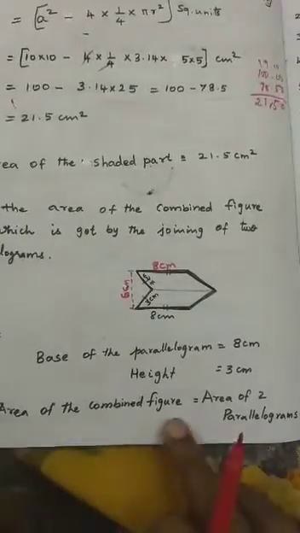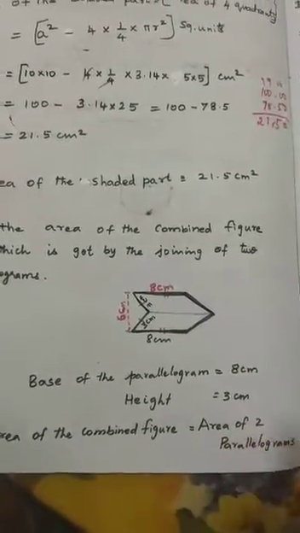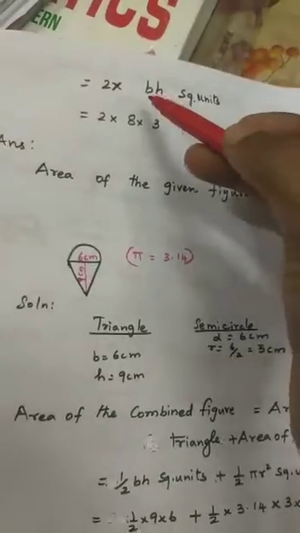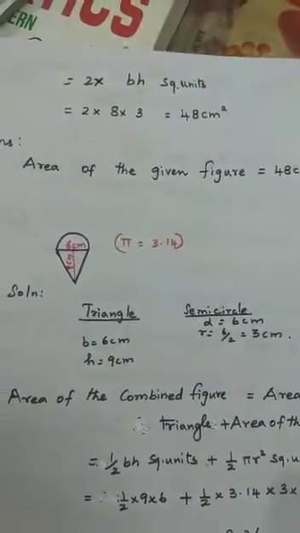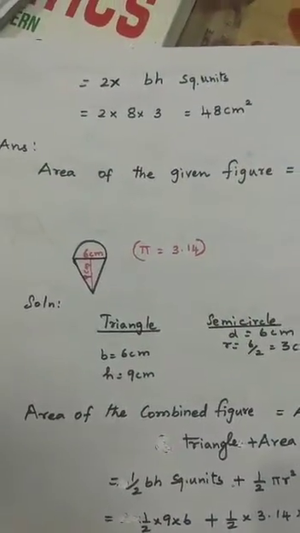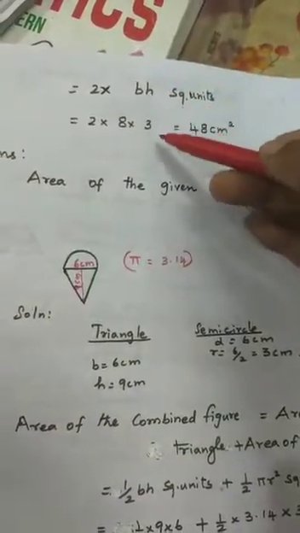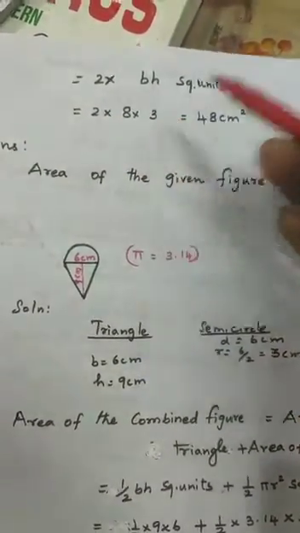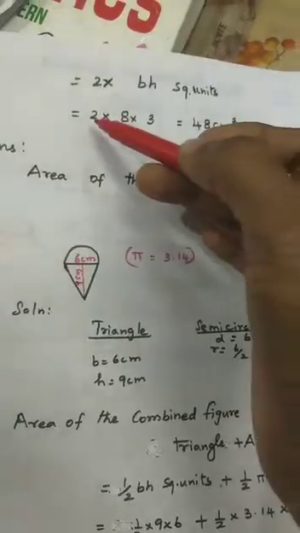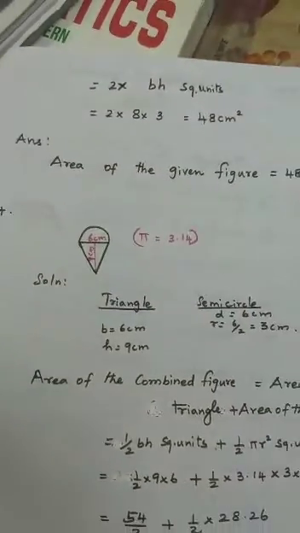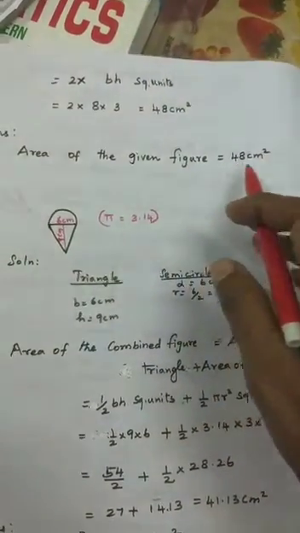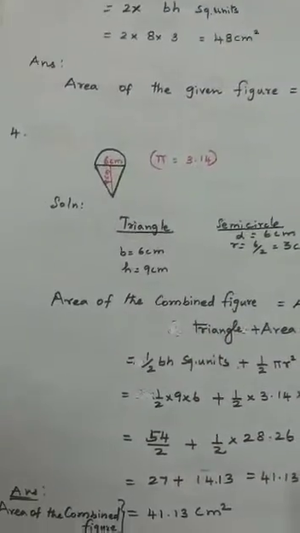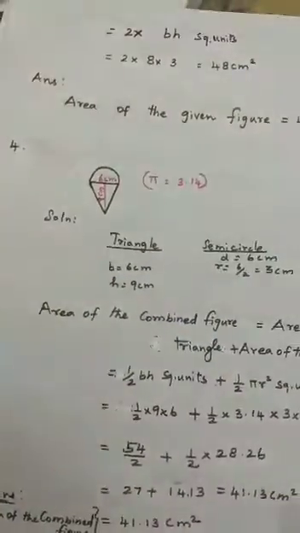You have to add both parallelograms area, then say the area of the combined figure. Area of the combined figure is equal to area of two parallelograms. And area of a parallelogram is BH. Two parallelograms are there with same measurement. So 2 into BH square units. So 2 into base is 8 and height is 3. So 2 into 8 into 3. So 8 3s are 24, 2s are 48 centimeter square. So the area of the given figure is equal to 48 centimeter square. Okay. We shall move to the fourth problem.